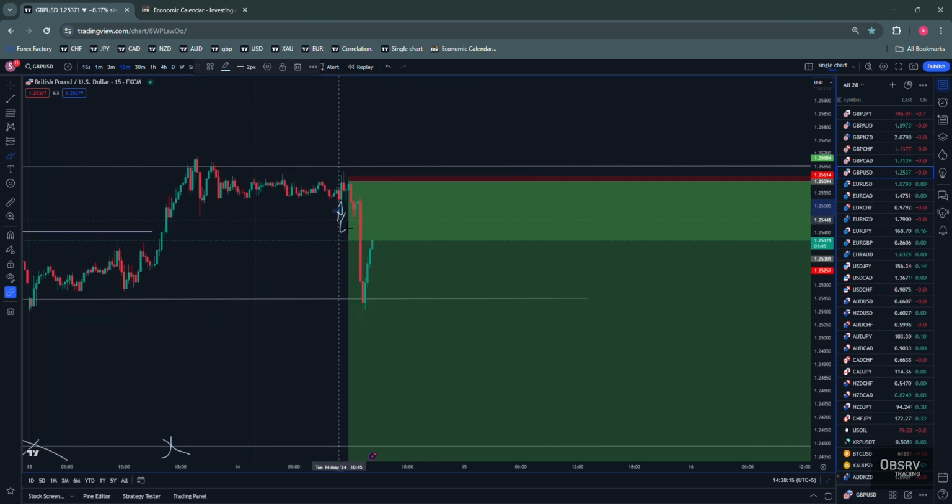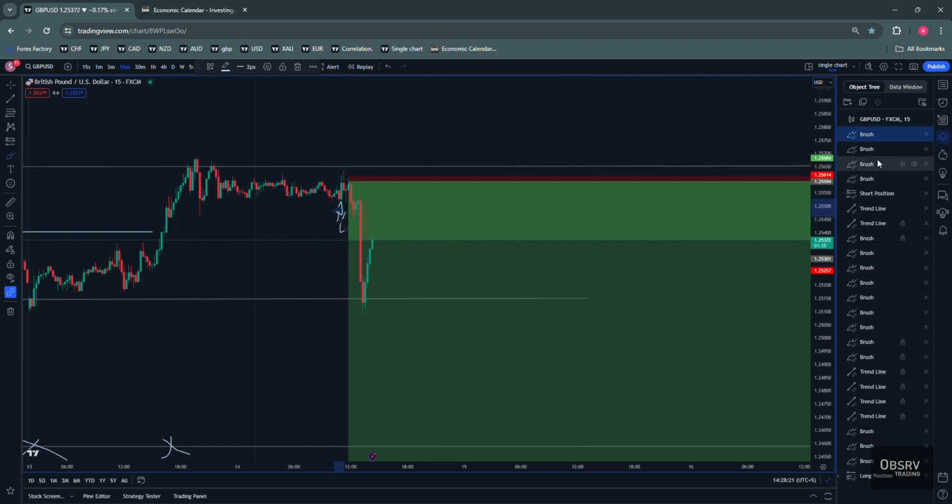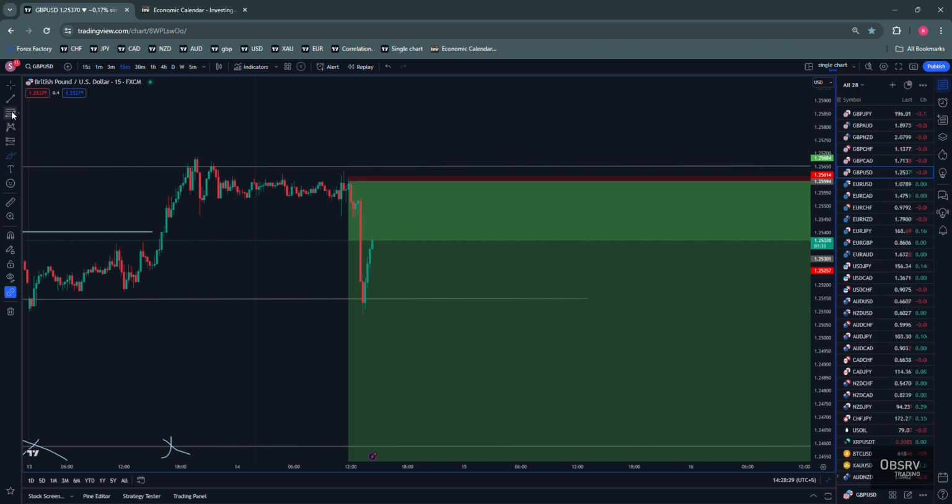Anyway, so 11 a.m. my time, we had pound news. That is this candle right here. Let me just get rid of the brushes, and you should be able to see what exactly I'm talking about. This candle.